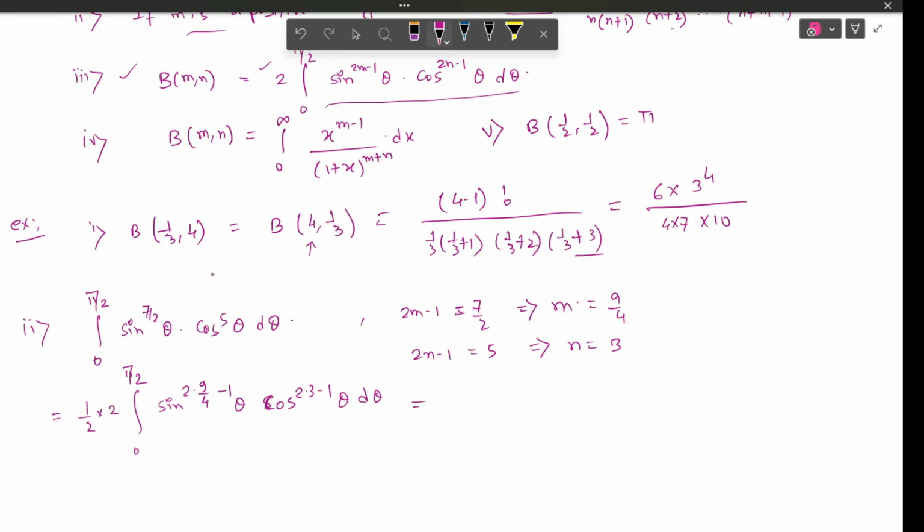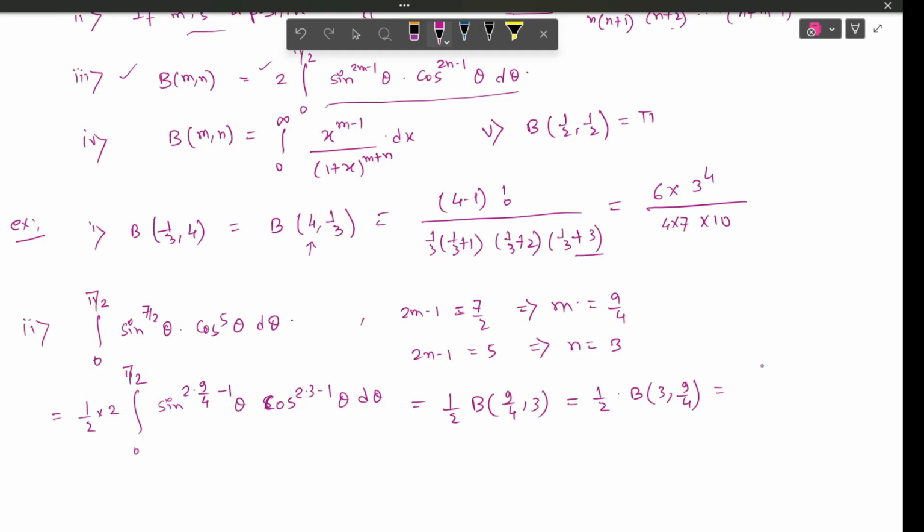Now what is this value? This value should give beta of m comma n. M is 9 by 4, n is 3. So half is outside, so half of beta of 9 by 4 comma 3. Now again we can reverse the order according to property 1. That is half of beta of 3 comma 9 by 4, where m is a positive integer.